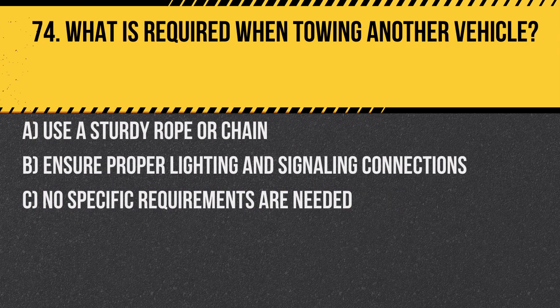Question 74. What is required when towing another vehicle? A. Use a sturdy rope or chain. B. Ensure proper lighting and signaling connections. C. No specific requirements are needed. Answer: B. Ensure proper lighting and signaling connections. Safe towing requires secure attachments and proper lighting to communicate with other road users.